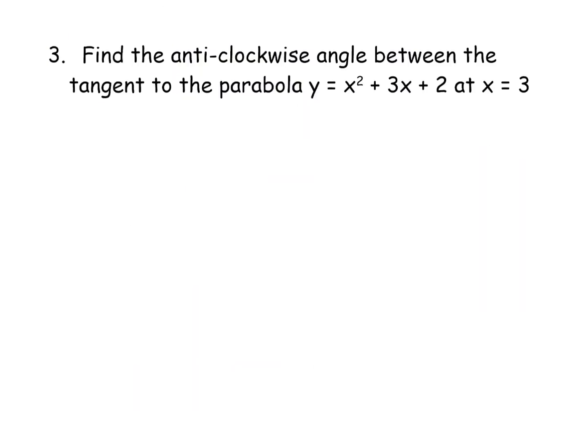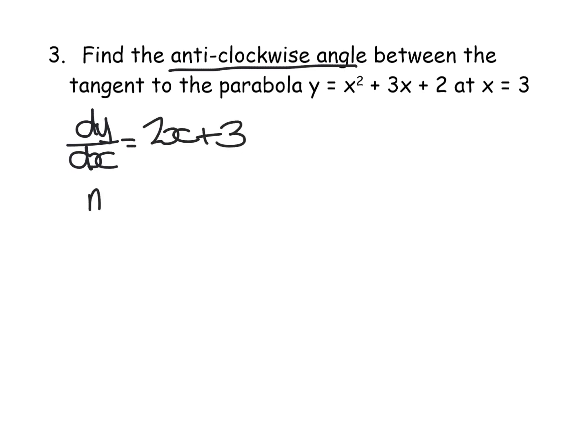This time we're to find the anti-clockwise angle between the tangent to the parabola y equals x squared plus 3x plus 2 when x equals 3. So any mention of anti-clockwise angles or angles in straight lines is going to be using m equals tan theta. But to do that, I need to find the gradient when x is 3 first of all. So we're going to differentiate dy by dx, and we get 2x plus 3.